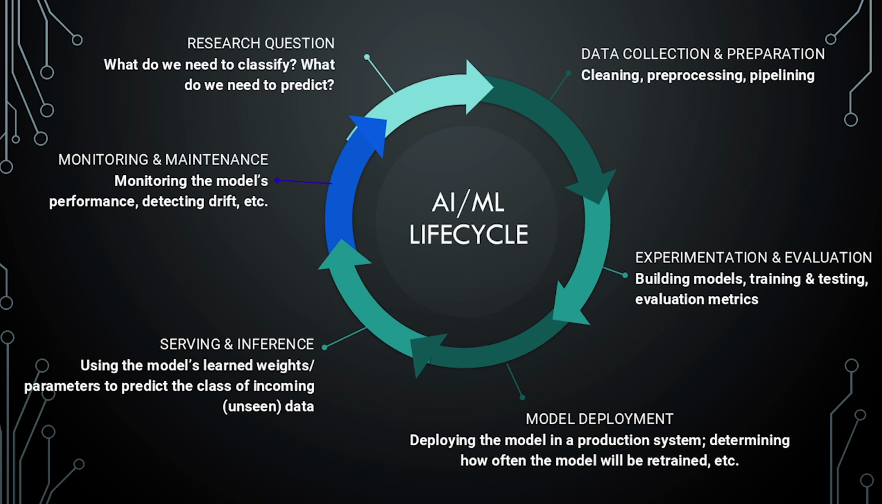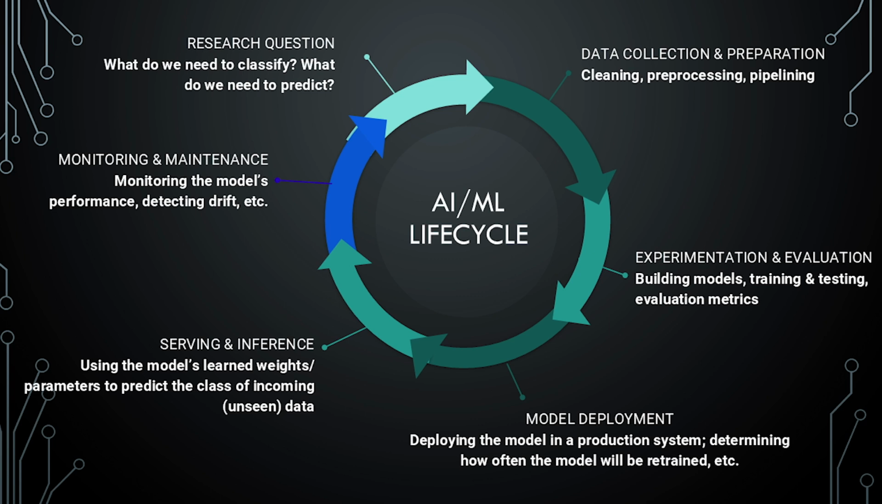Next up is our experimentation and evaluation stage. That's where we actually build our model. We do our training and our testing, and then we evaluate those initial metrics. This could also be where your hyperparameter tuning happens. In large language models, this is where we would be conducting fine-tuning. After we've tuned our model, the next step is model deployment, where you take your model and then you pop it into a production system. You need to persist your model in a location where it can be accessed by systems that need to use it. It's important to note that you will need to determine your model retraining schedule in this phase as well.